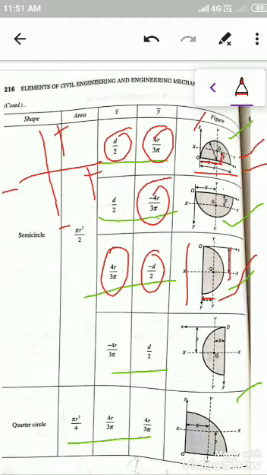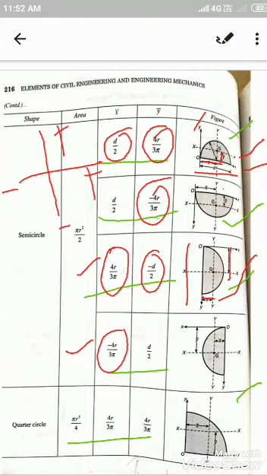And if it is on the right side, then it is positive 4r by 3 pi. If the semicircle is on the left side, then it is negative, minus 4r by 3 pi. Clear? So like that you have to remember these formulas. For a semicircle, these directions are very important to solve the problem.